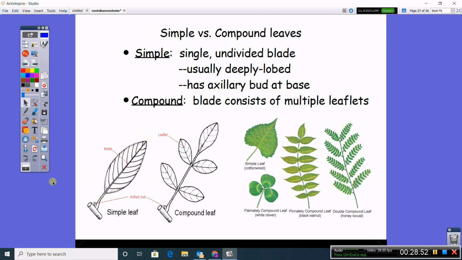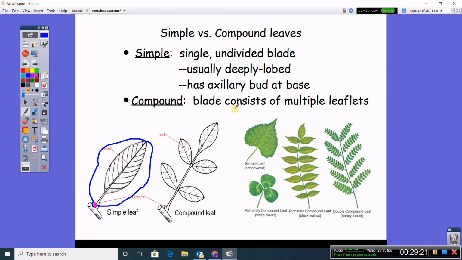Okay, this is a simple leaf. Now, if I were to circle the leaf in this picture, that is circling the leaf. If you just circle this part, you are just circling the blade, not the leaf. Okay? If it is a simple leaf, it will have an axillary bud at its base, which is this little thing that you see there.